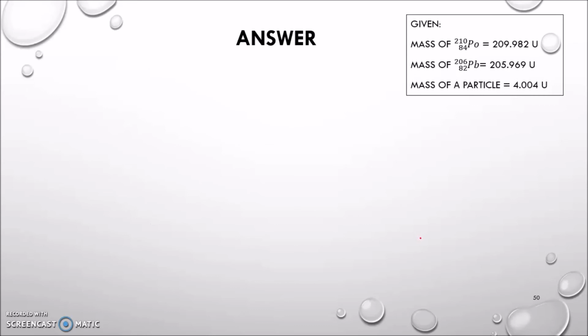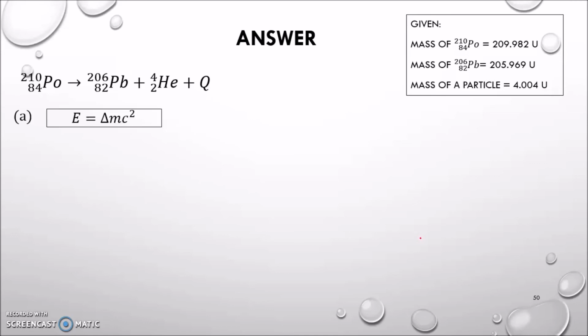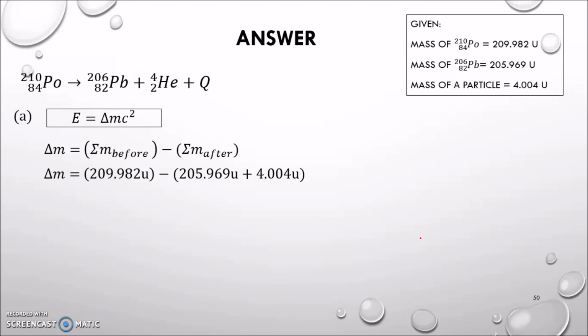First, we need to write the equation of this alpha decay process. Polonium undergoes alpha decay to produce lead plus alpha particle, or helium, plus energy. So here we can see the elements before the process and the elements after the process. We are going to use the equation E equals delta m c squared to get the energy, but first find the mass defect. By using this equation, mass before is the mass of polonium. Mass after is the total mass of lead plus helium.